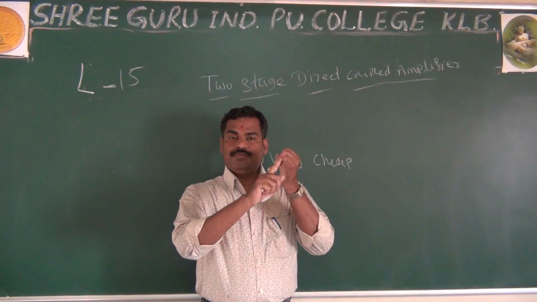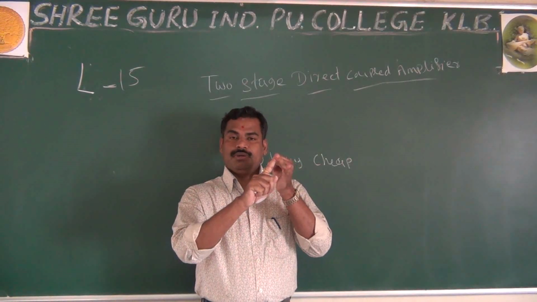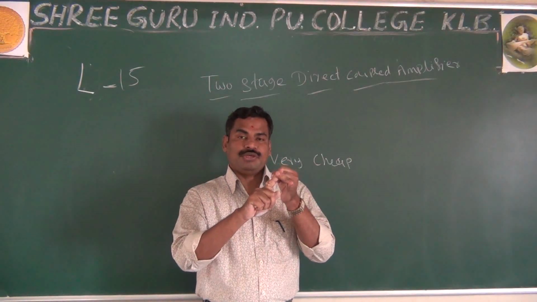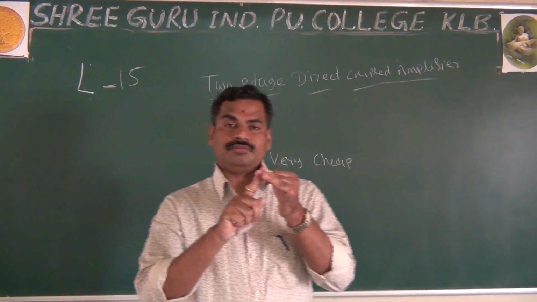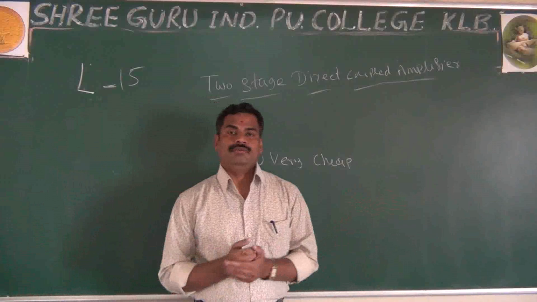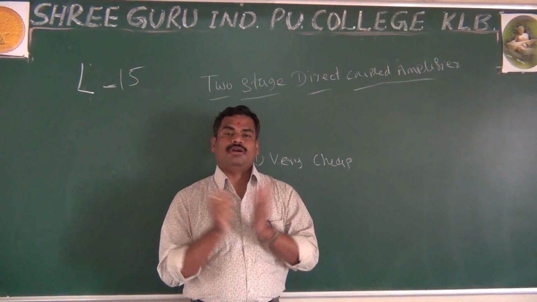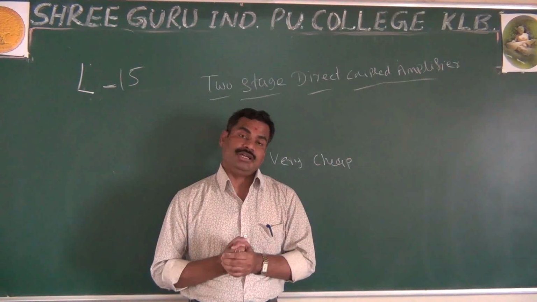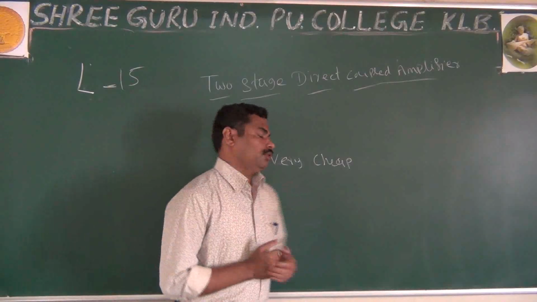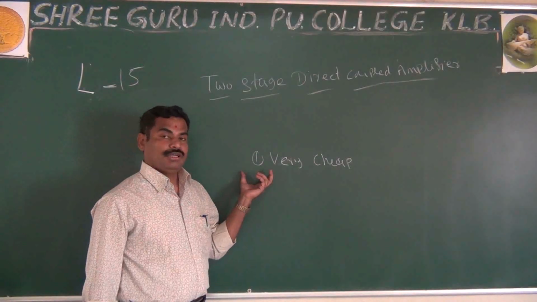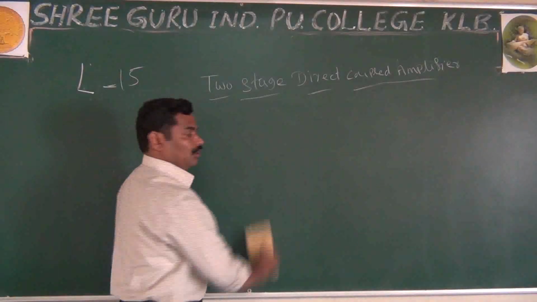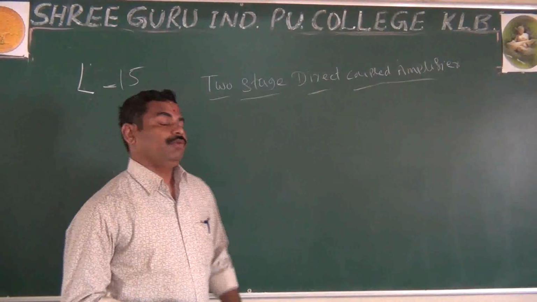To summarize: one, it is very cheap. Second, it is very simple to construct, lightweight, and occupies very small space. Third, it is used for the amplification of low frequency signals. And the fourth, the circuit is very compact and easy to fabricate in ICs because you are not using any capacitors or transformers. That is about the advantages. What about disadvantages?